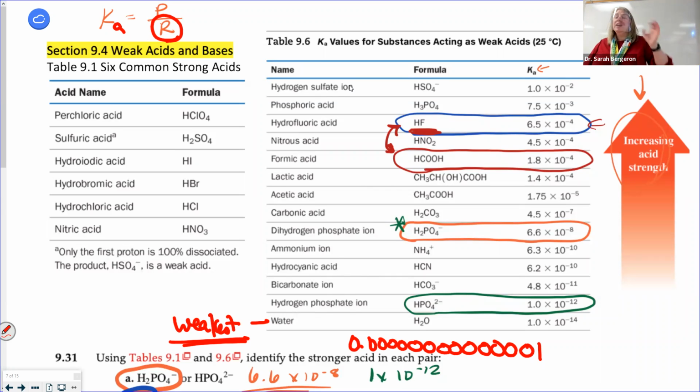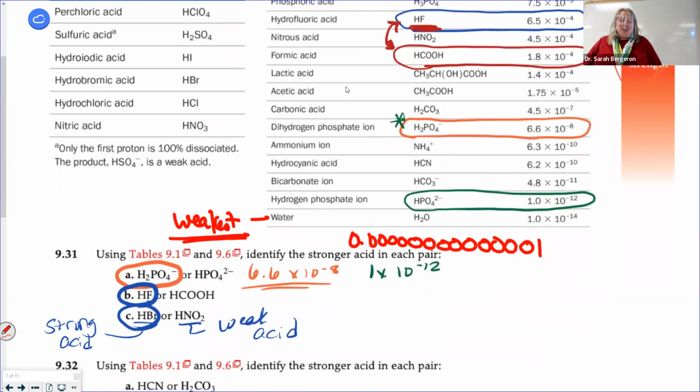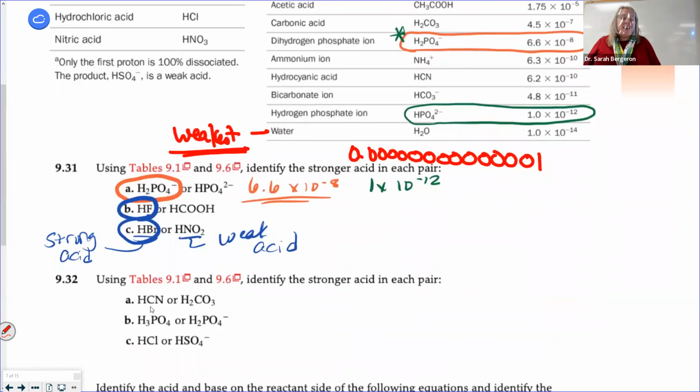Hydrogen sulfate ion. Now I say that, it's the strongest weak acid. Is it a strong acid? No, it is the strongest weak acid. Oh Lord, right? All right, so you have to be able to look at the different acids and determine which one is going to be stronger.